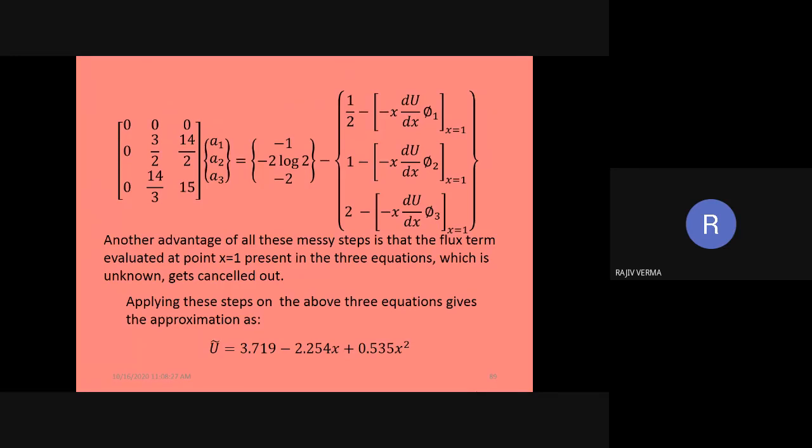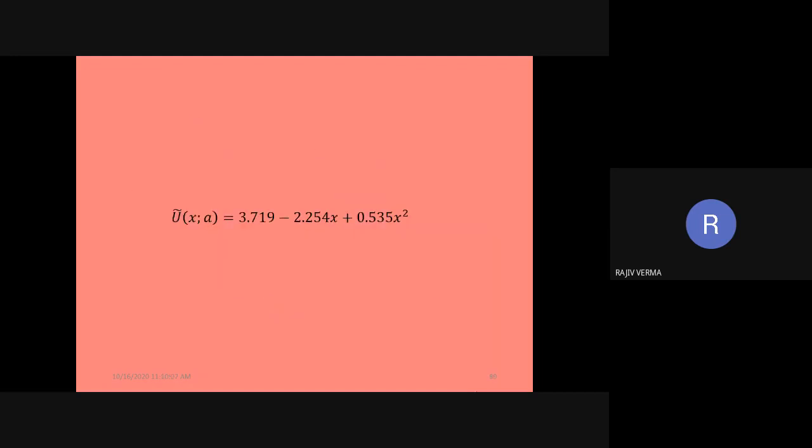In the future lecture, we are going to use a slightly modified form of this polynomial, in which the terms such as A1 and A2 are going to represent the temperature at some specific locations. So that is an exercise to be done in the future classes. This is the polynomial which we have obtained.